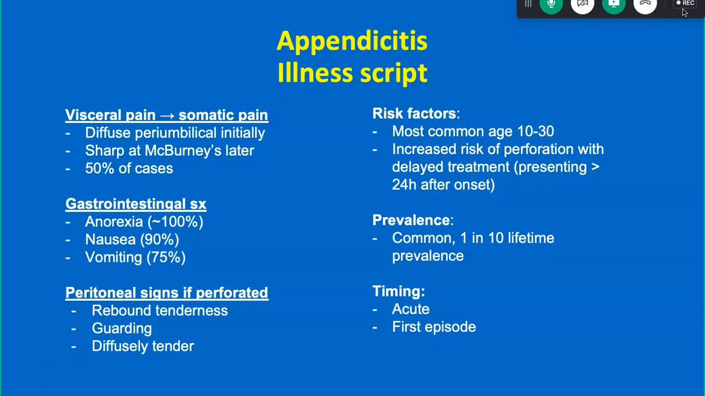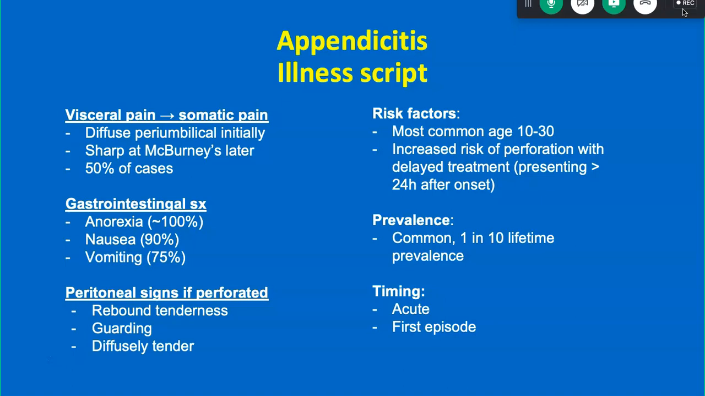Here, you're probably already familiar with the classic illness script for appendicitis. It starts with more diffuse periumbilical pain initially, and that's because it's visceral pain. And as the appendicitis progresses, it'll irritate the peritoneum in the right lower quadrant, and so you'll have a progression from initially that diffuse umbilical pain. It'll migrate. You'll have sharp pain at McBurney's point later on, which is 2/3 of the way from the umbilicus to the anterior superior iliac spine.